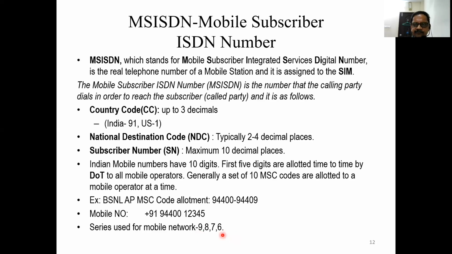The digits below 6, that is 2, 3, 4, 5, are used for landline communication by different operators. One is used for special services like fault booking 198, emergency 112, then call center numbers 1800, 1860, like that.